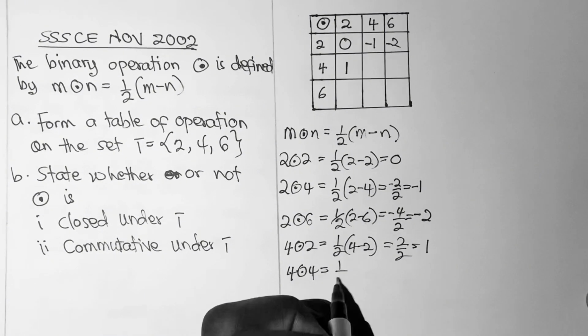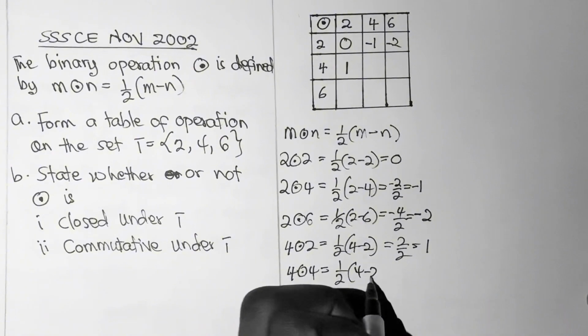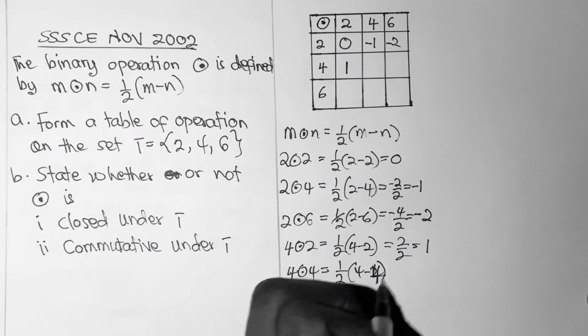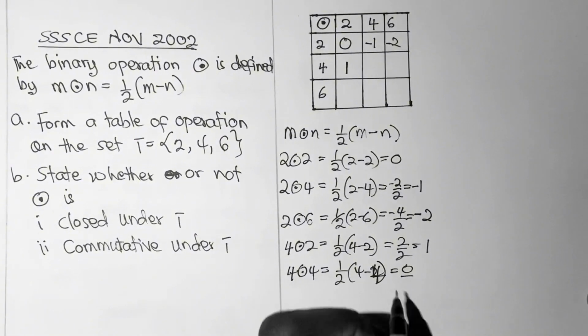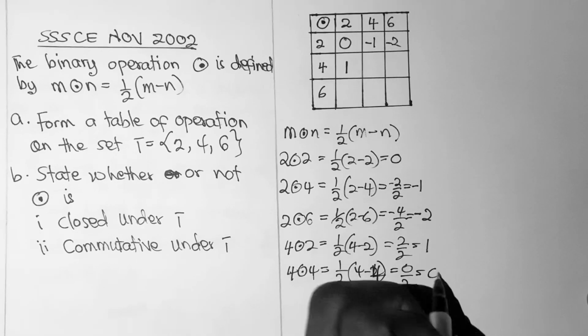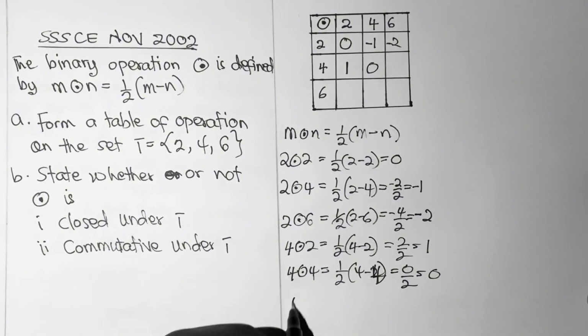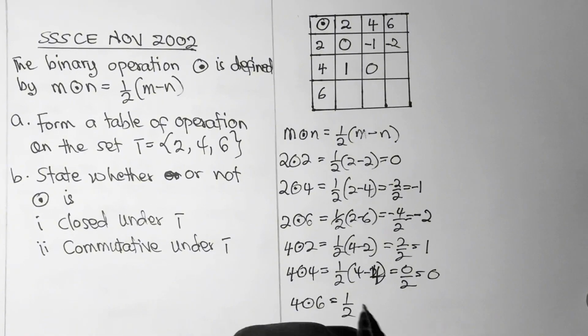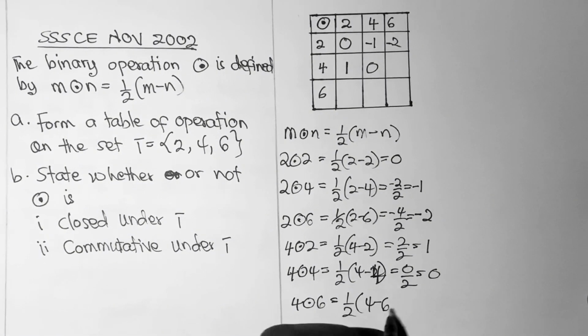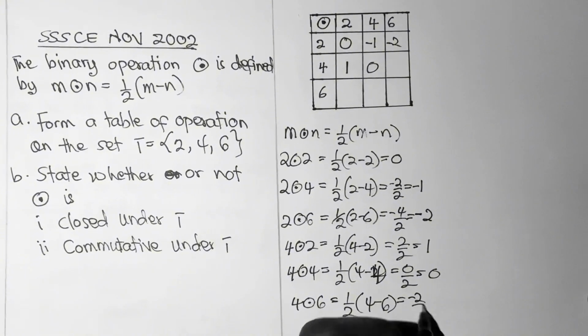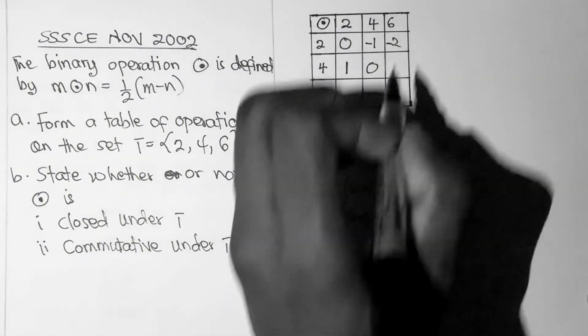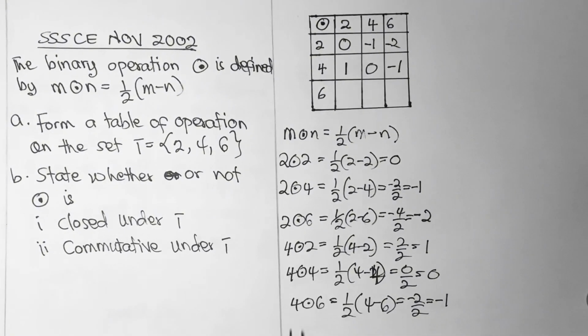Then let's find 4 operation 4. That is equal to half of 4 minus 4. 4 minus 4 is 0. So 0 divided by 2 is equal to 0. So here is 0. Let's find 4 operation 6. That's equal to half of 4 minus 6. 4 minus 6 is minus 2, divided by 2, which is equal to minus 1. So here is minus 1.